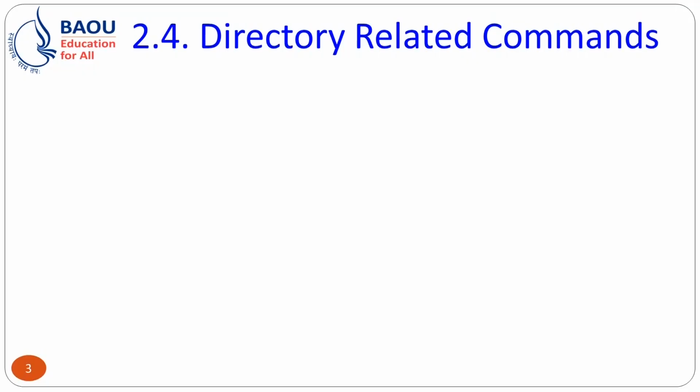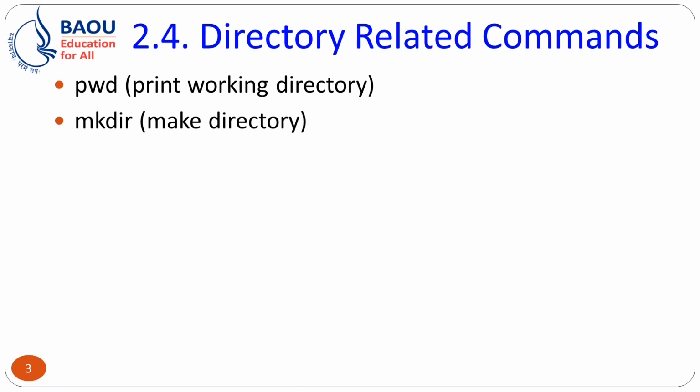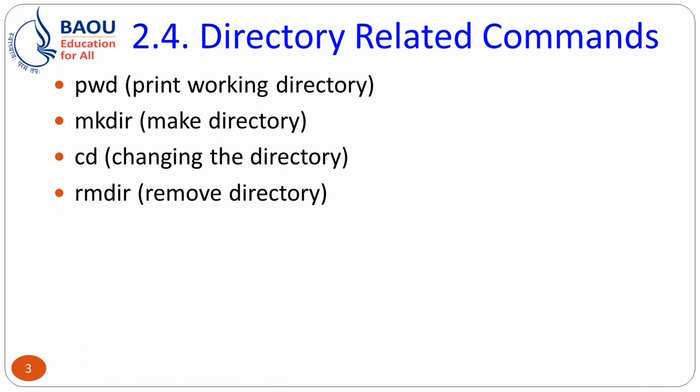In the previous session, we discussed directory related commands, in which we discussed pwd, that is print working directory. Then we discussed mkdir for making a directory. Now in today's session, we are continuing with some options of mkdir, and then we are continuing with some more directory related commands, that is cd, changing the directory, and the next one is rmdir, that is remove directory. So, just a quick review of the previous session.